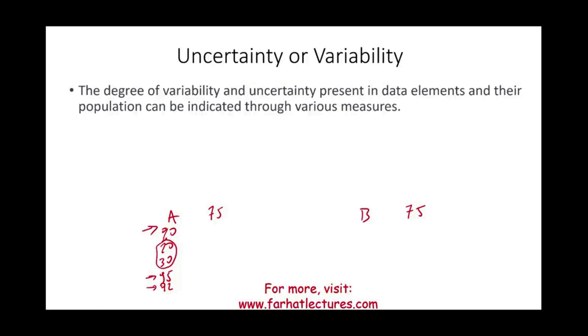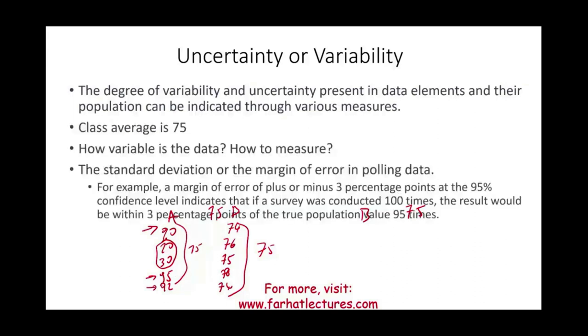Then in class B, the grades look something like this: 74, 76, 75, 78, 74. So notice here, I'm going to have an average of 75, but the grades are all clustered around each other, clustered around the average. They both have an average of 75, but A is more variable. The grades vary, okay? So that's the degree of variability.